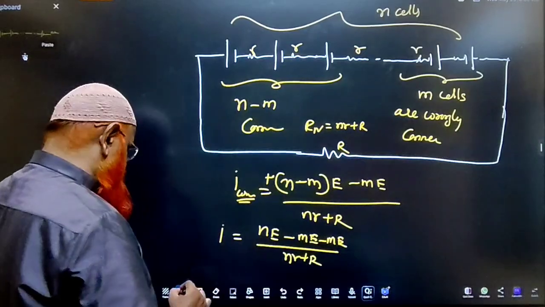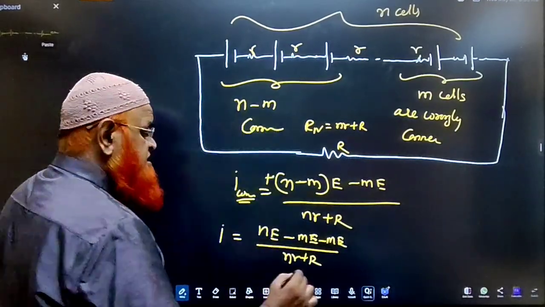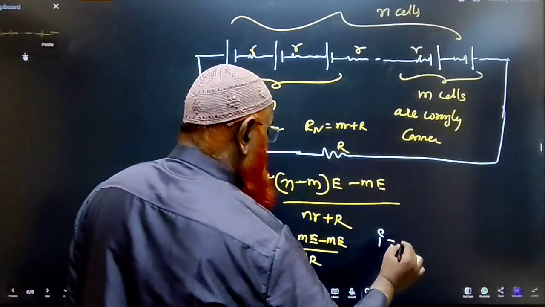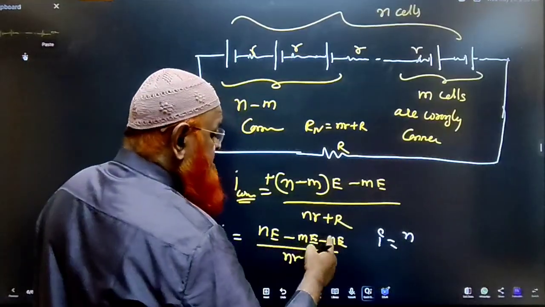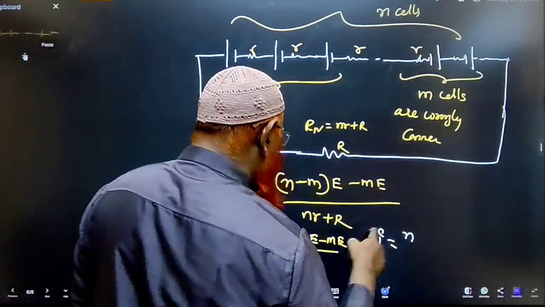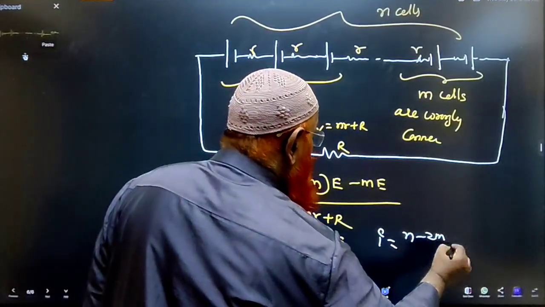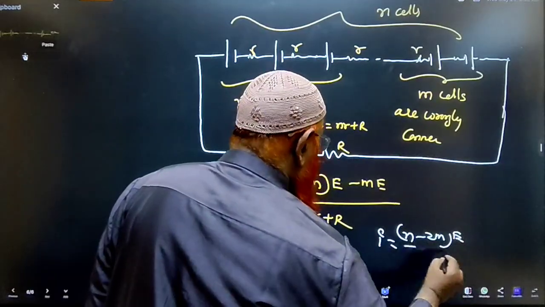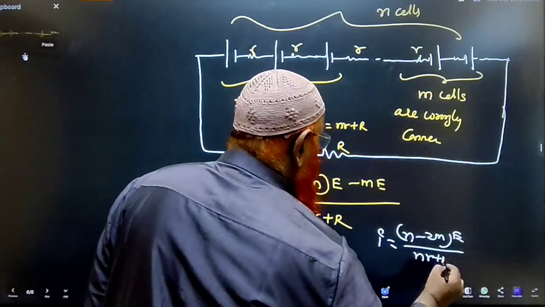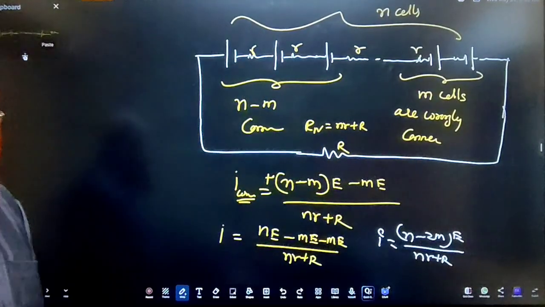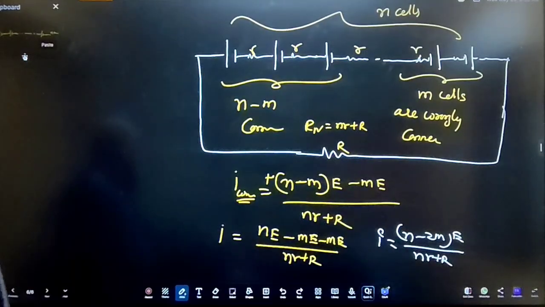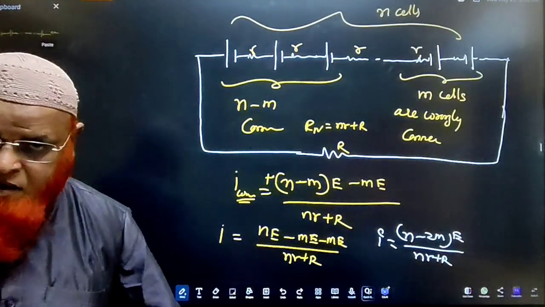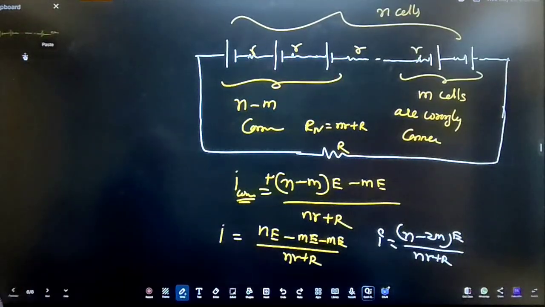So from this it is clear that I is equal to (N minus 2M) into E divided by (N into small r plus R), if you take E common here. So this is the total combination of all the cells in series and parallel cases. Hope you are understanding. Is it clear? Next.